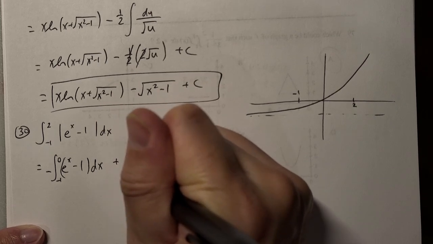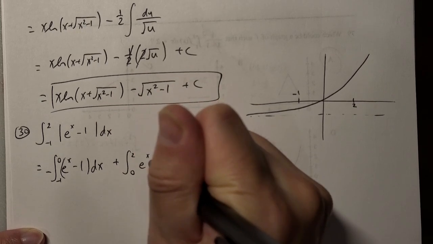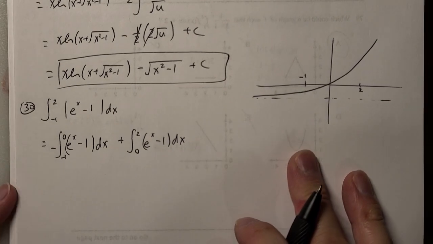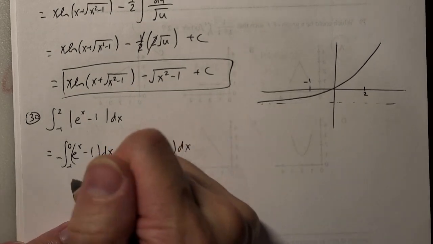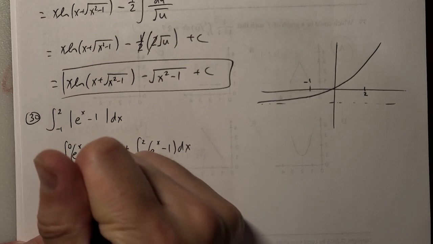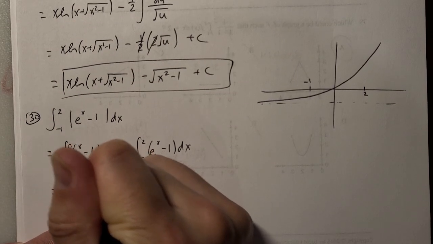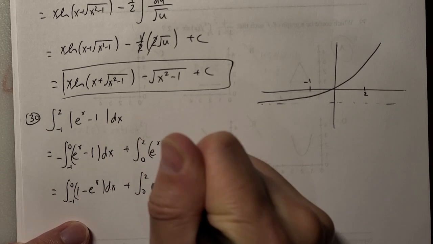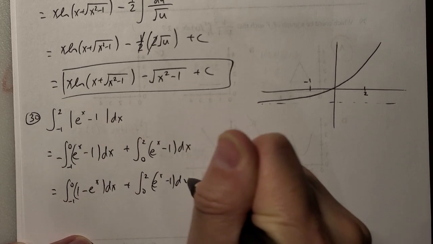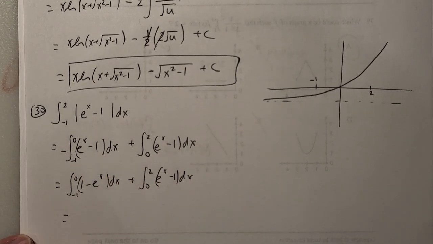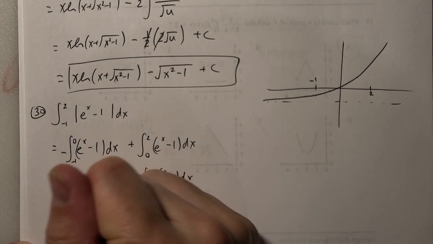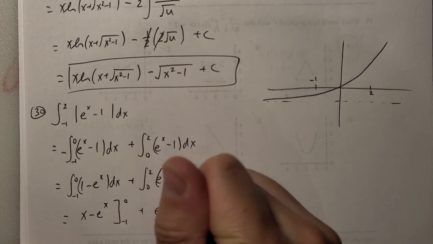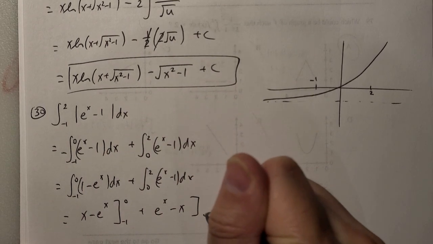Plus integral from 0 to 2 of e to x minus 1. Okay? And now we just solve. Let me actually write it as integral from negative 1 to 0, 1 minus e to x dx, plus integral from 0 to 2, e to x minus 1 dx. I do like it like this better. Okay, so here, it's just x minus e to the x, evaluated from negative 1 to 0, plus e to x minus x, evaluated from 0 to 2.